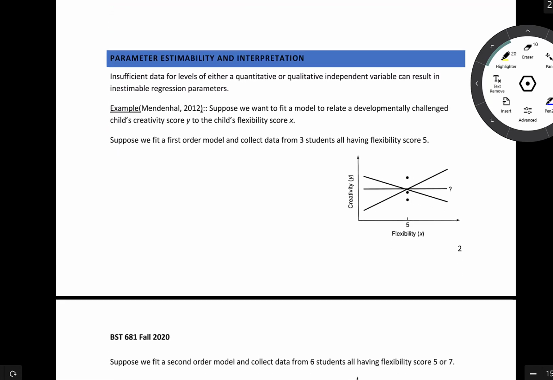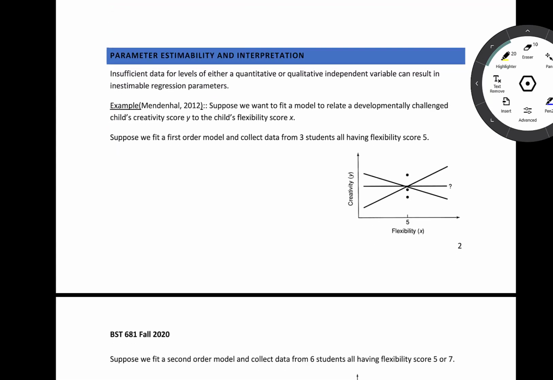Another pitfall we need to talk about is parameter estimability and interpretation.